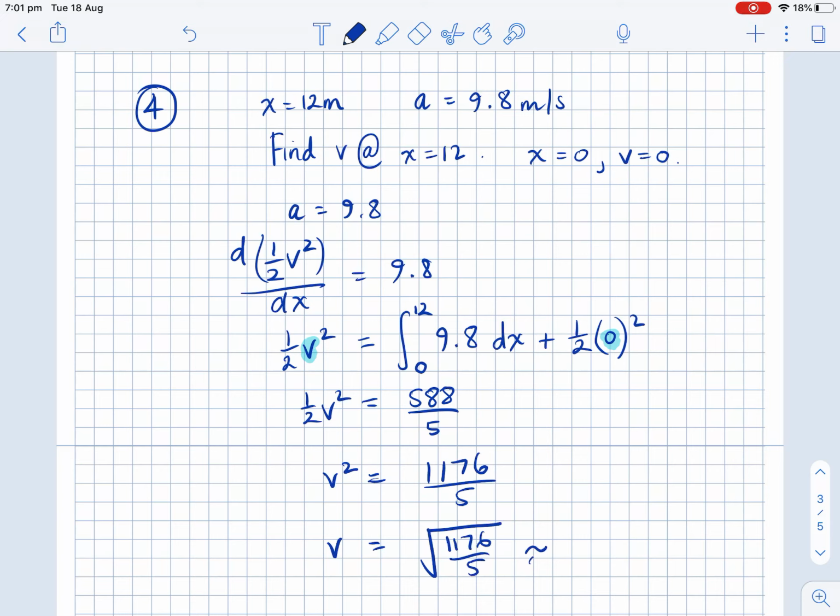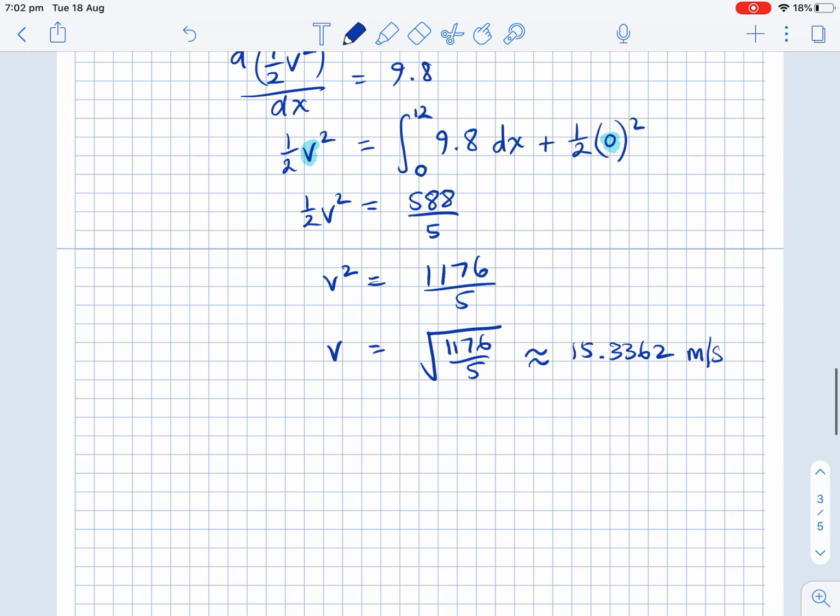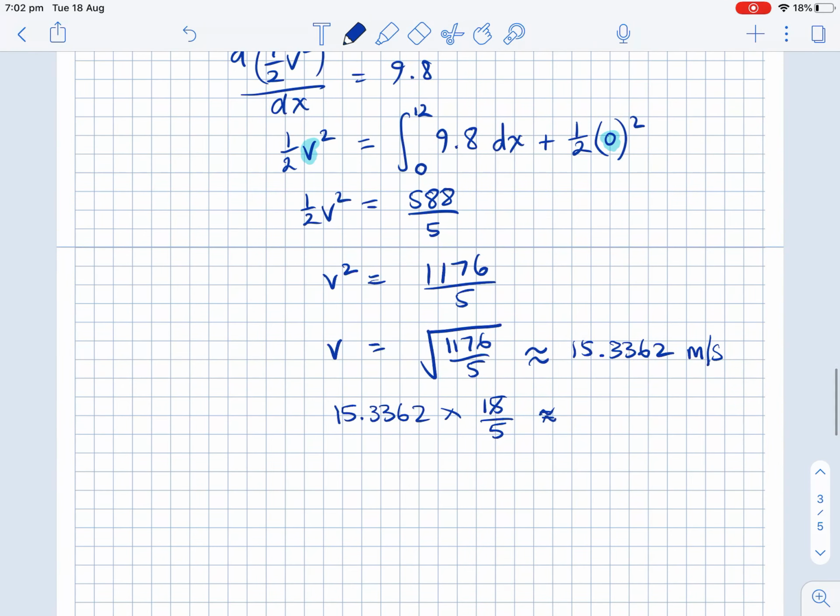That gives me approximately 15.3362. So the velocity is 15.3362 meters per second. I then have to convert it to kilometers per hour. And the way I convert it to kilometers per hour is I multiply by 18 over 5. So that's the rule in your book if you look that one up. And when we do that, it is approximately 55 kilometers per hour, which gives the answer of C.